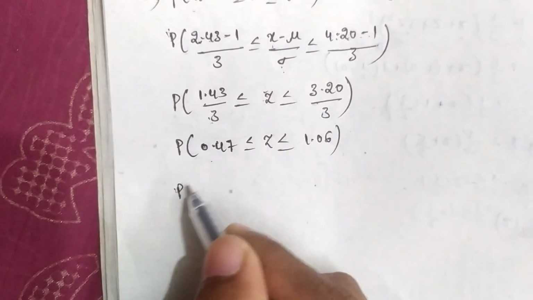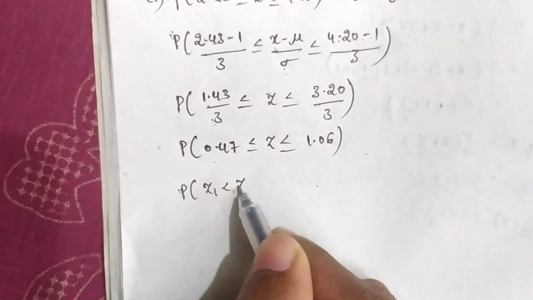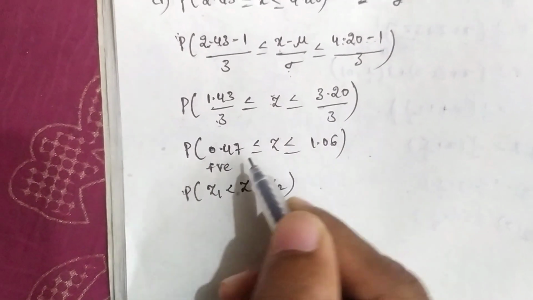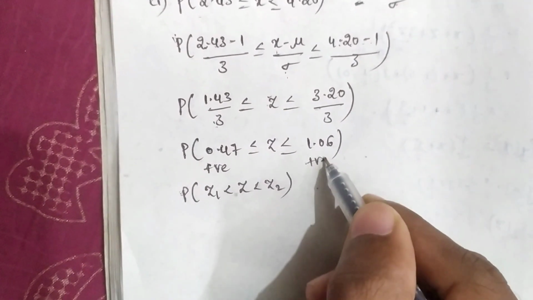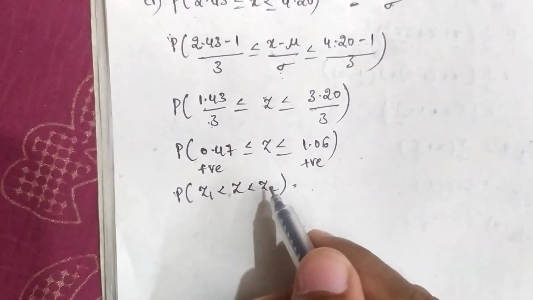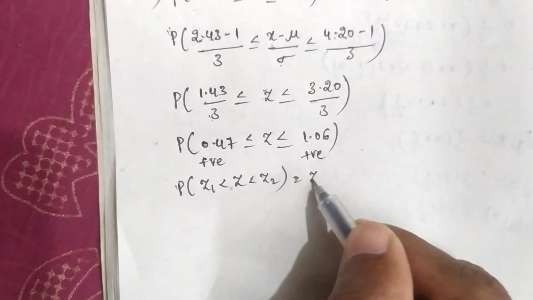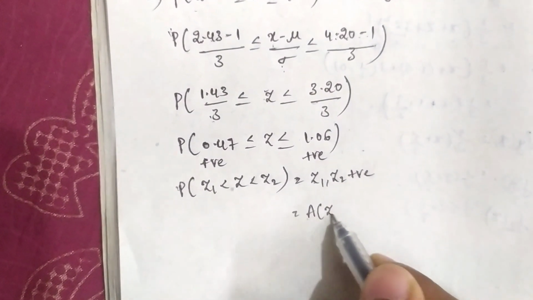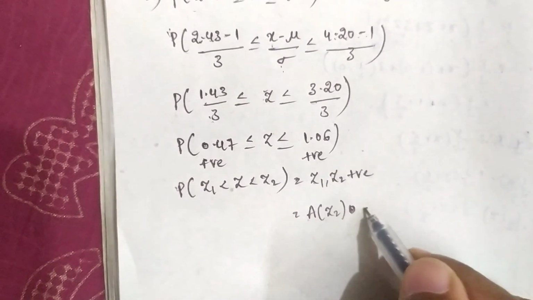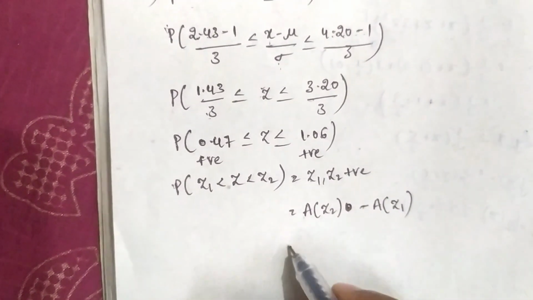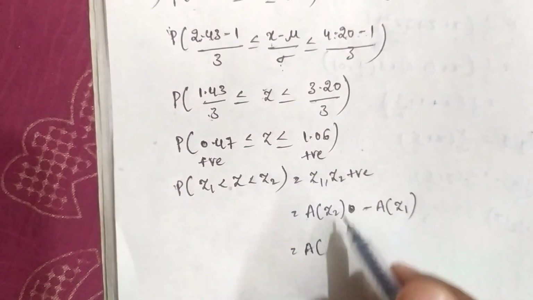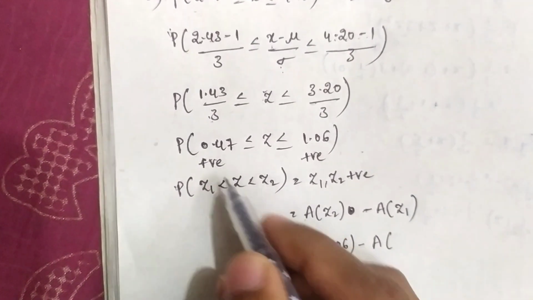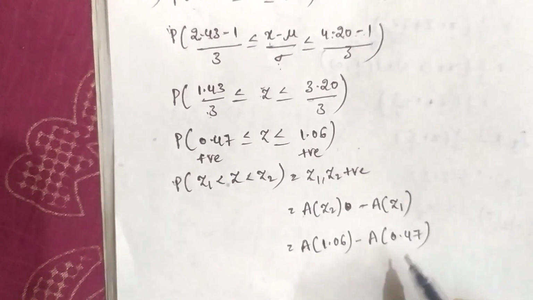This is in the form of P of z1 less than z less than z2. Here the z1 value is positive and the z2 value is also positive. That is, P of z1 less than z less than z2, when z1 and z2 are both positive, we get the formula: area of z2 minus area of z1. The value of z2 is 1.06, minus area of z1, whose value is 0.47.